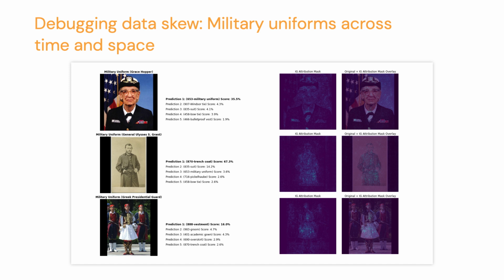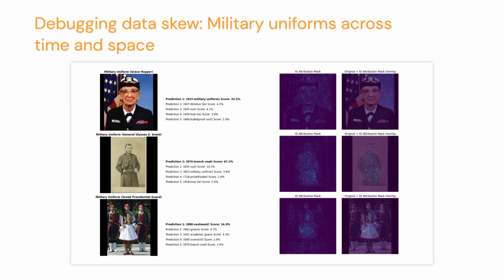From visual inspection of the IG attribution mask, the mask suggests that the model identified the military insignia patch on the right shoulder, but was much more interested in the length of the coat. Using this insight, you can improve model performance by adding data augmentation to your input data pipeline to include additional colorless images, as well as example images with longer military coats.